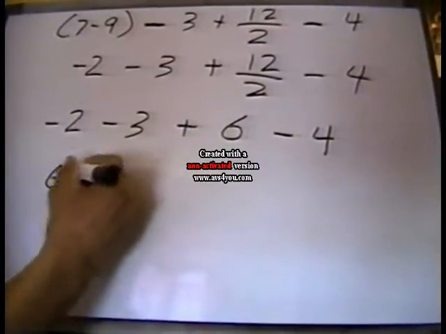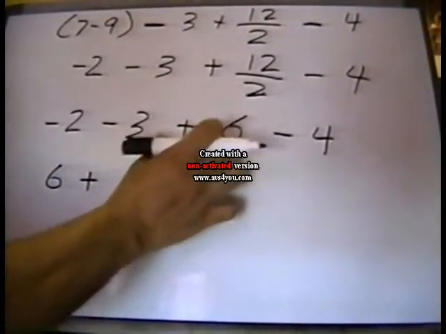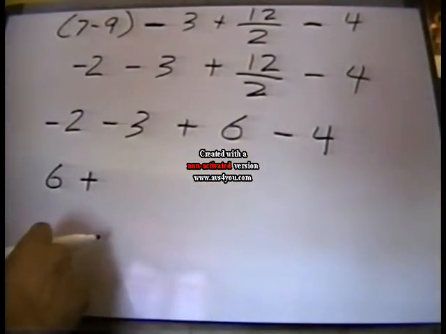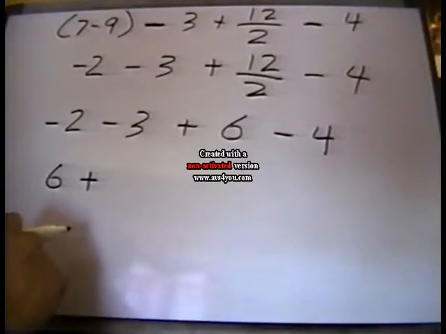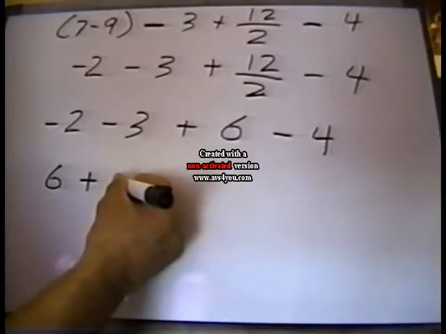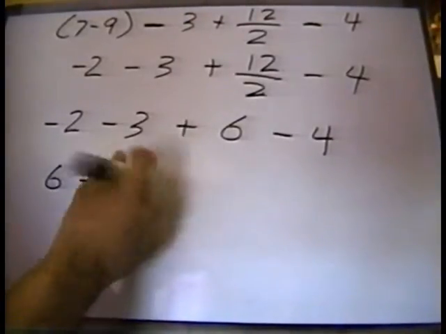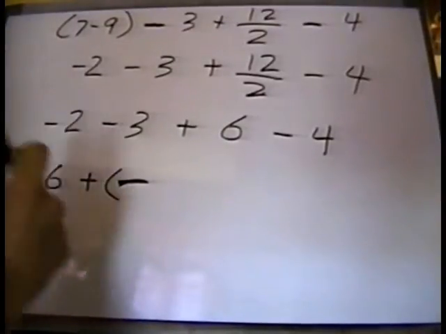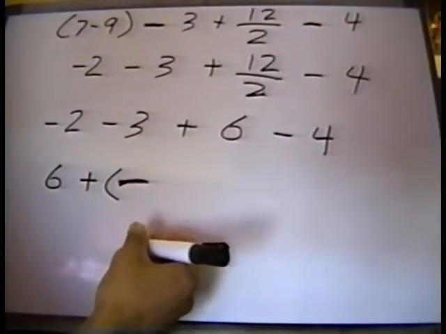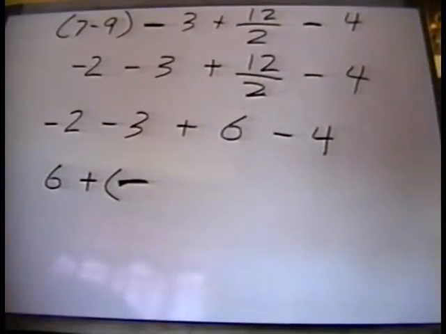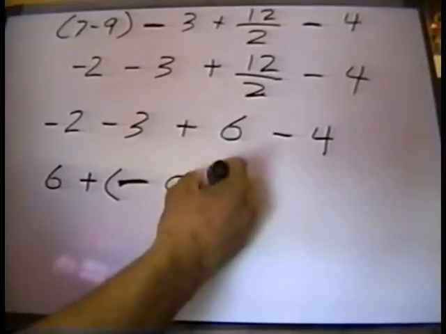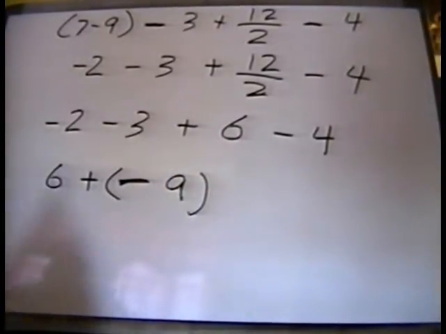Now you're going to get 6 plus... I like to separate my positives and negatives. Anytime I have a bunch of negatives, additives, I like to add my negative first. So 6 plus a negative, what's 2 plus 3 plus 4? So that's 9. Okay? So 4 plus 2 plus 3, that's 9. We need 6 plus a negative 9, or 6 minus 9.